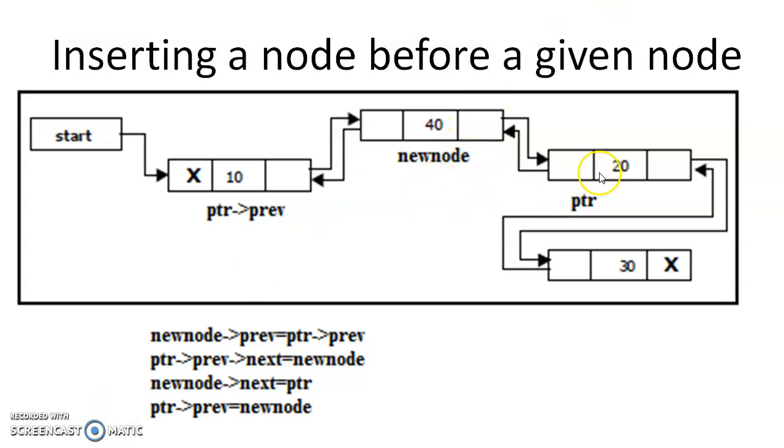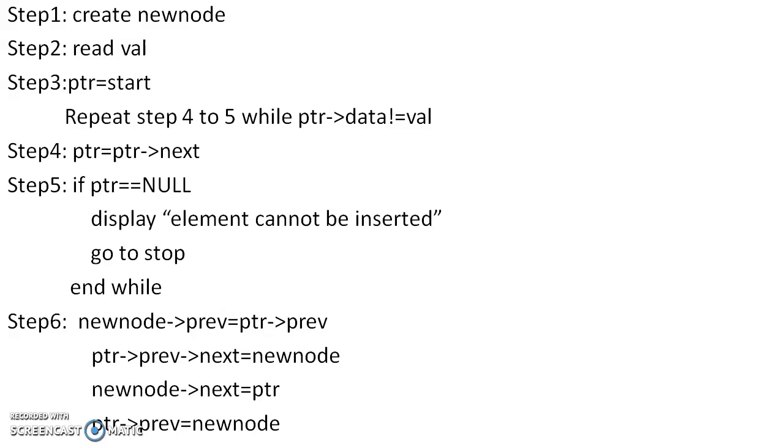We are inserting 40 before 20. For that particular purpose, what the operations that we have seen, we have taken this as a pointer and we have taken this as a pointer of previous, and we have performed the operations on the left hand side first, that is new node of previous equal to PTR of previous, PTR of previous of next equal to new node, and the new node of next equal to PTR, and PTR of previous equal to new node. And we have seen the algorithm like this.